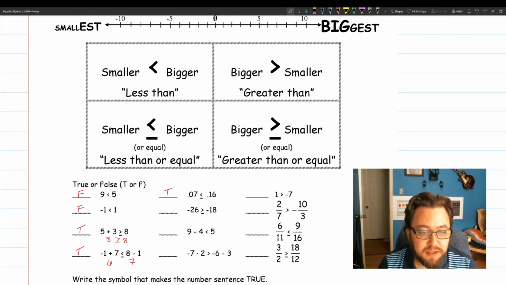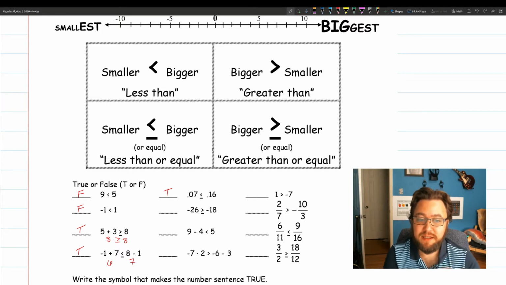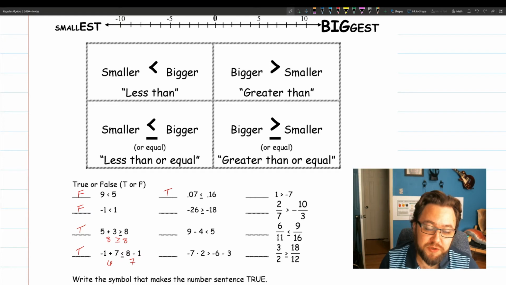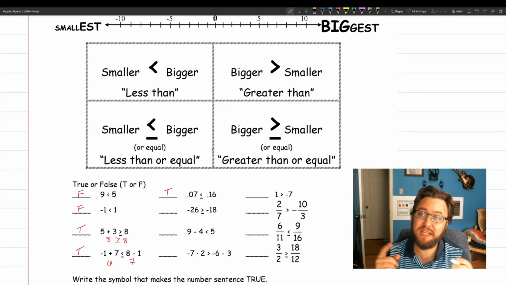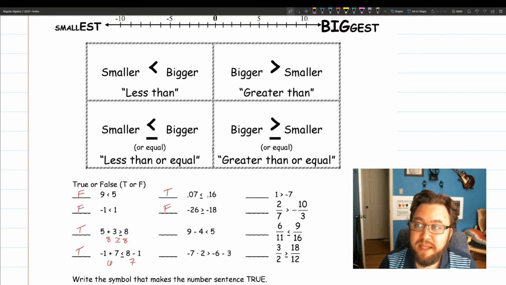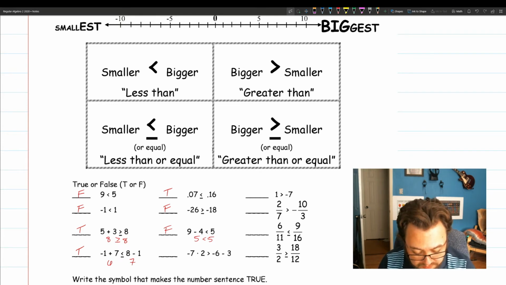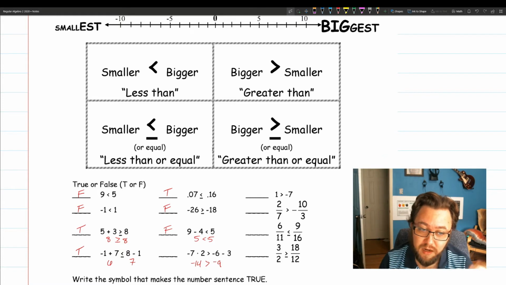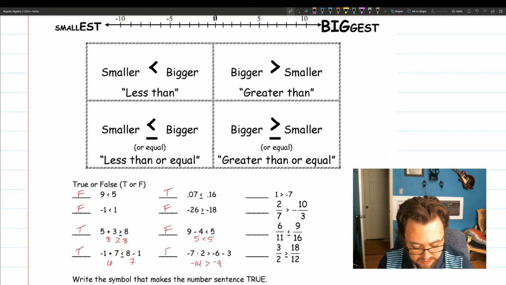-26 is greater than or equal to -18. Now, I know at first glance you want to say true to this because 26 is bigger than 18, but remember with negatives it kind of flips. So really -18 is the larger number here, so that's false. 9 minus 4, which is 5, is less than 5. That is not true. 5 is not less than itself. Okay, -7 times 2, that's -14, is greater than -6 minus 3, -9. That is just like that other one. That's going to be false. The -9 is actually the larger.